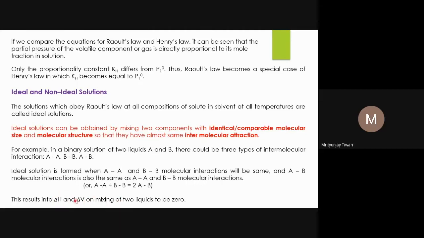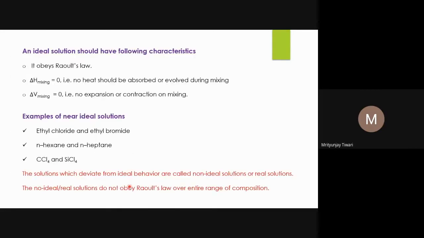And delta H mixing and delta V mixing will be zero only when AA interaction is exactly equal to BB interaction, which is exactly equal to AB interaction. However, they might be nearly zero when the other condition is followed, as I said earlier.